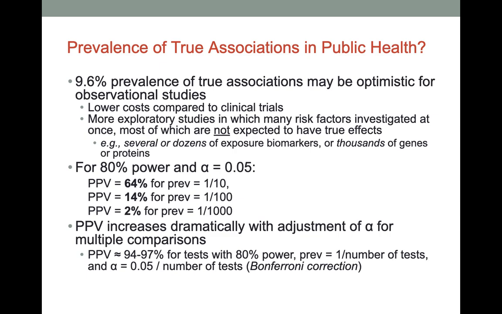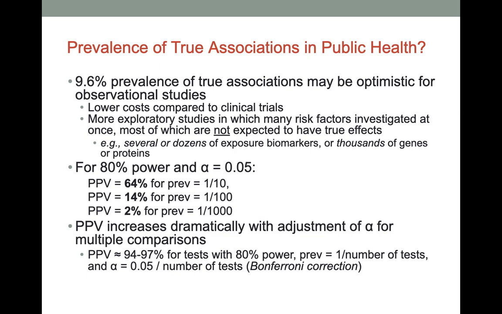Although we've used the 9.6% prevalence of true associations in the calculations that were examples in the previous slides, I think that actually may be a little optimistic for observational studies. Recall that 9.6% came from clinical trials, which are very high stakes, expensive trials to run. And usually a drug doesn't even get to a phase 1 trial unless it's got a lot of promise, and the companies that sponsor those trials really think there's a good chance that it really does have an effect. So I would argue that probably the 9.6% prevalence might be too high for observational studies, which is the kind we usually run in public health, right?